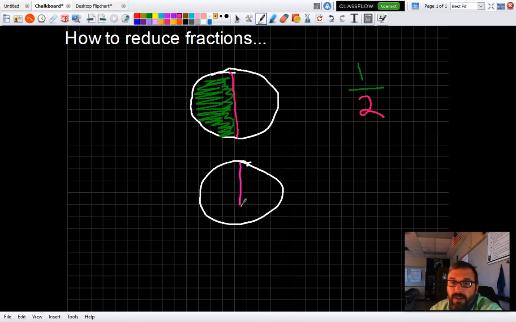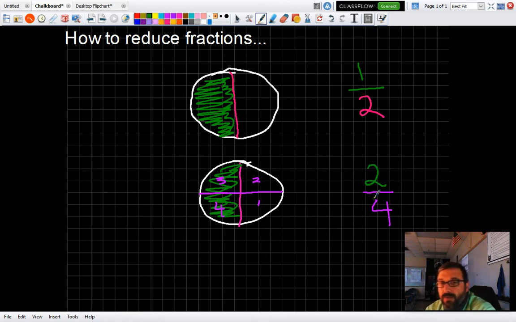And instead of just the one, let's cut this circle into another half. So now, how many pieces do we have? We have one, two, three, and four pieces. Four pieces. And how many of those are shaded in? Well, now we have 2/4. If I eat 2/4 of a pizza, am I not also eating 1/2 of a pizza? I am. Those are exactly the same amount. 2/4 and 1/2 are the same.